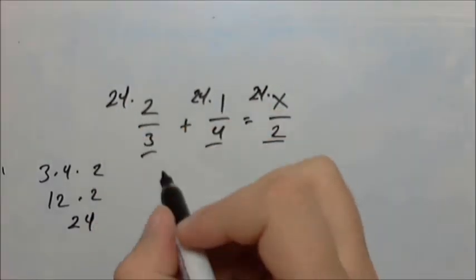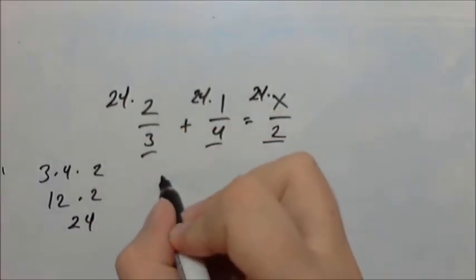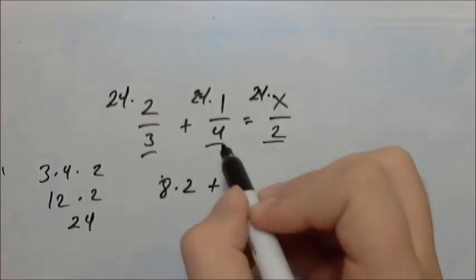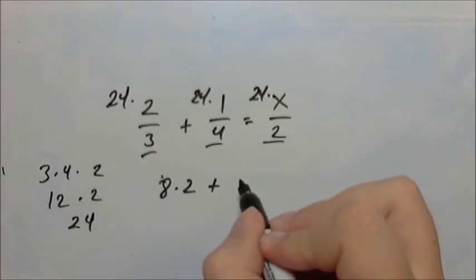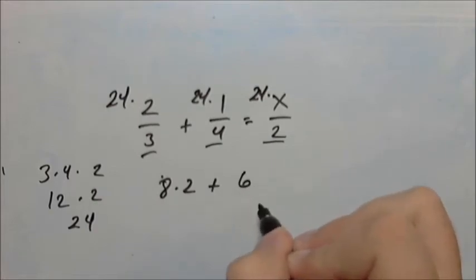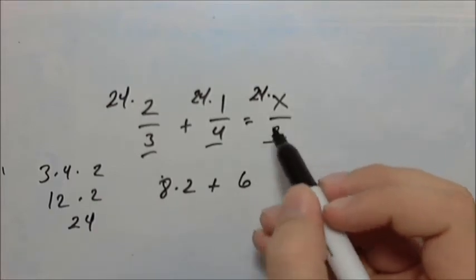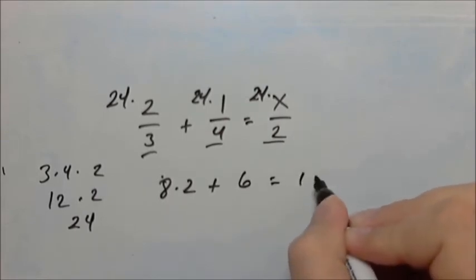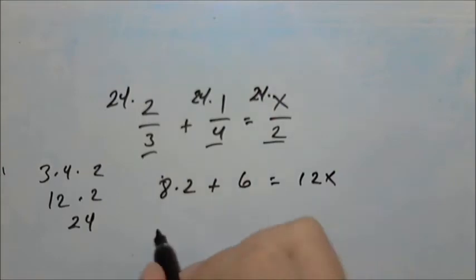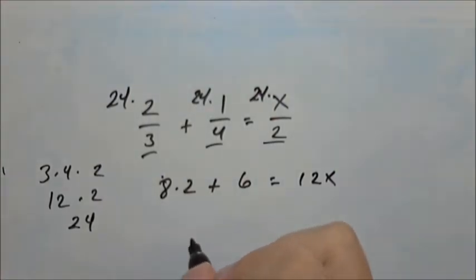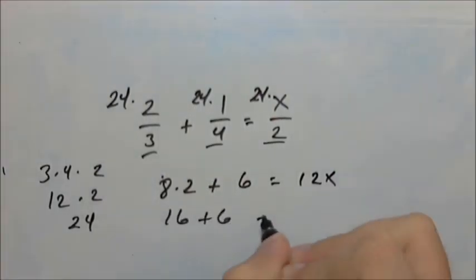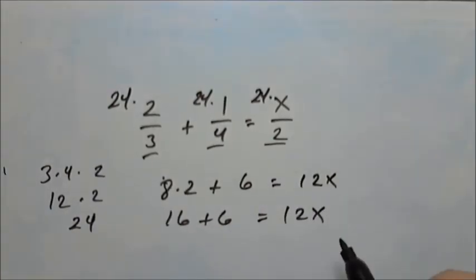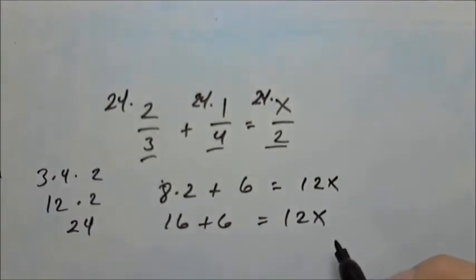And now we get 24 divided by 3 is 8, so we get 8 times 2, plus 24 divided by 4 is 6, times 1 is 6. 24 divided by 2 is 12 x. We get 8 times 2 is 16, plus 6 equals 12x. And notice we did a whole bunch of computations. Let me show you an easier way to do this.